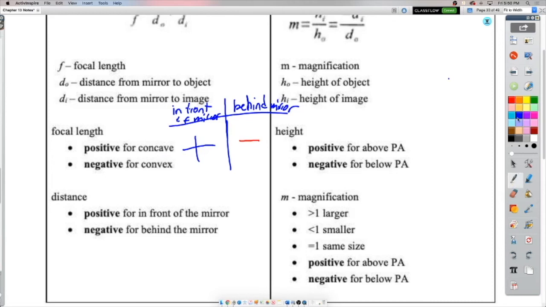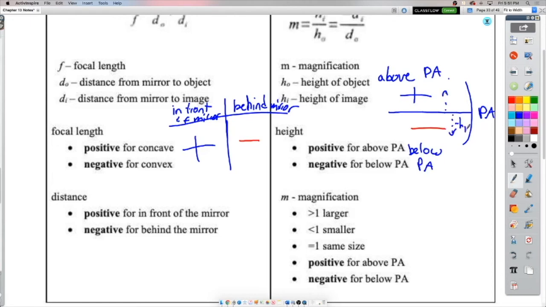Again, don't remember any fancy rules. You have your principal axis, your PA, and this goes for concave and convex. Above is going to be positive, below is going to be negative. So if your image appears inverted like that, it would have a negative height. If it appears right side up like that, it has a positive height. The height of the object is always positive, kind of by definition, and we always draw it that way to make our life easier. You'll never draw your object upside down and then reflect it. You'll always draw it right side up.